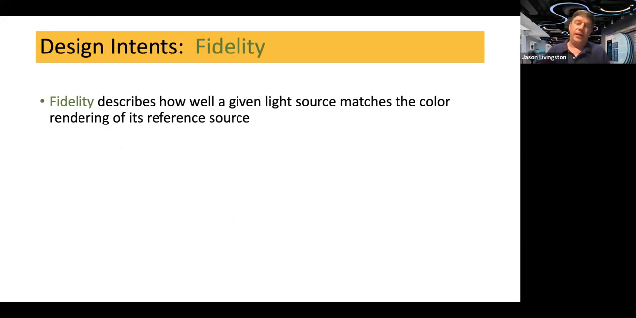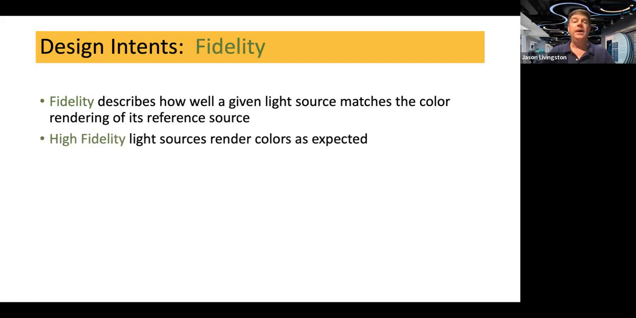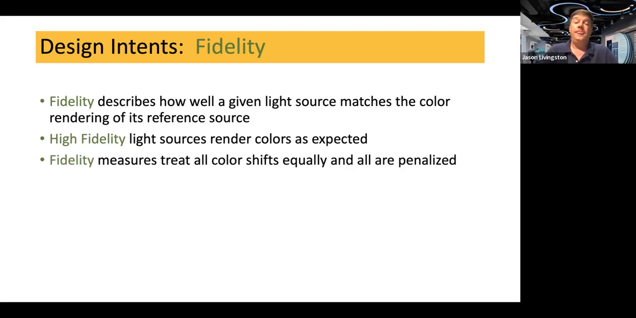Fidelity is the most common, right? Because that's what we're looking at when we're talking about CRI. How well does a light source match its reference? High fidelity light sources basically render colors in a way that we expect. Because we're looking at, is there a match or is there not a match? Any color shifts that occur are all penalized, and they're all penalized equally.